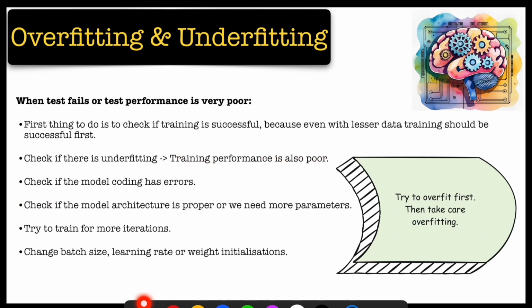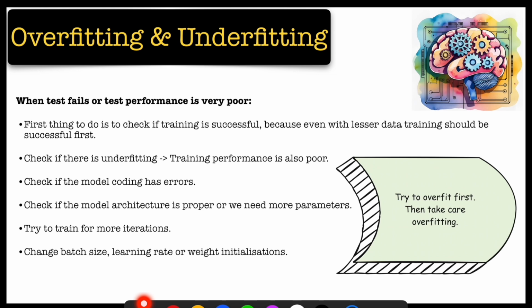Then check if the model coding has errors. There might be errors in the model coding. Check if the model architecture is proper or we need more parameters in the model. Then try to train for more iterations. Maybe your model needs more time to learn the general patterns. Then change the batch size, learning rate, or weight initializations. All these hyperparameters we can change to make the model learn better.